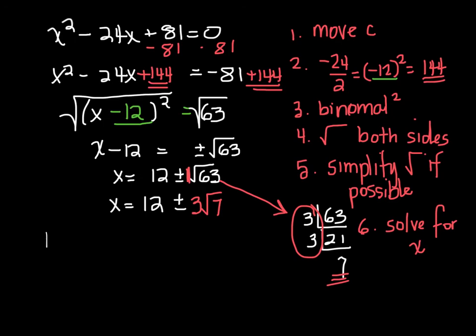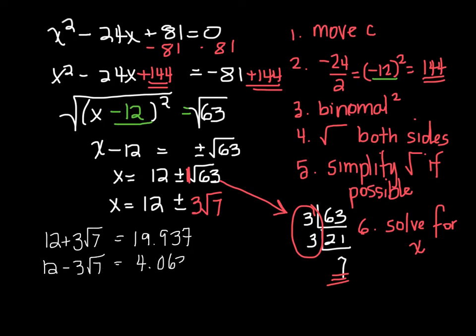If I were to put 12 plus 3 radical 7 in the calculator, I'm going to get 19.937. Again, we round to 3. 12 minus 3 radical 7, and I'm going to get 4.063. I always like to do this because now I'm going to check this and make sure that it looks like that's where it's crossing.